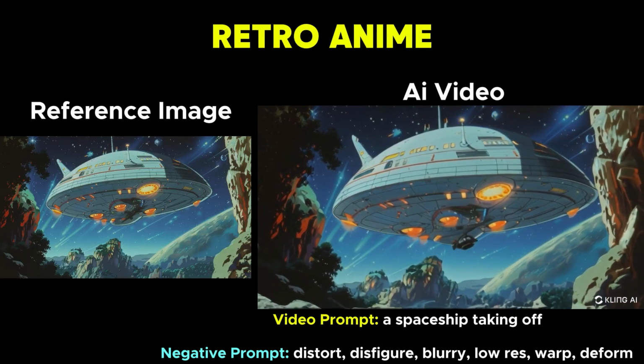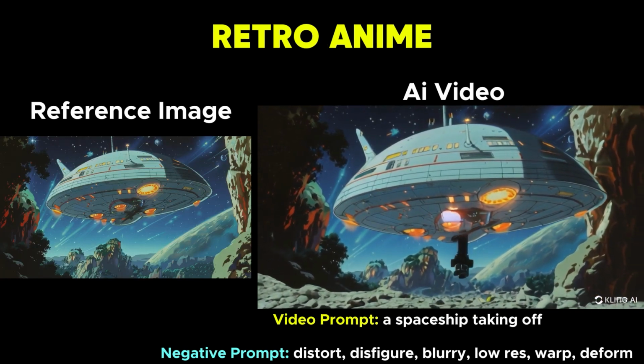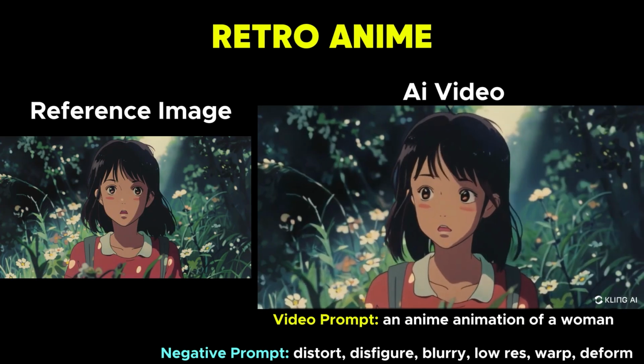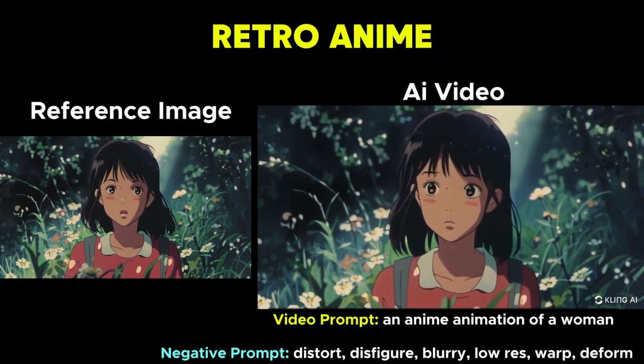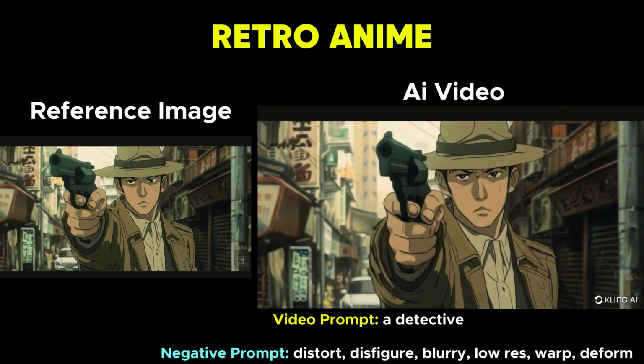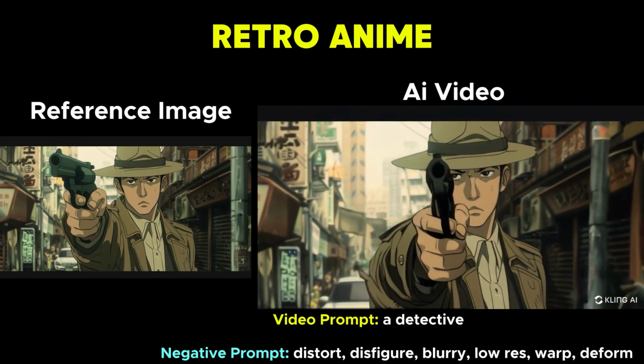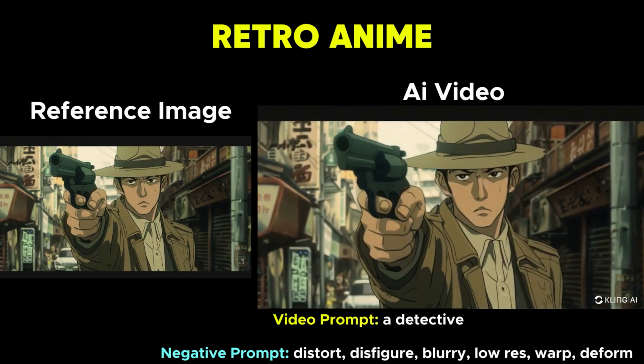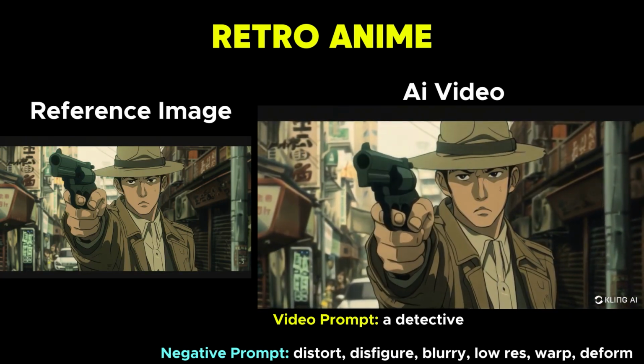Next, I tried retro anime-style videos. I haven't found any video generators that excel at anime yet, but compared to its competitors, Kling performs reasonably well. For example, the detective character has impressive hand motion with his weapon, aiming at different targets. Unfortunately, the background blurs and distorts behind him.